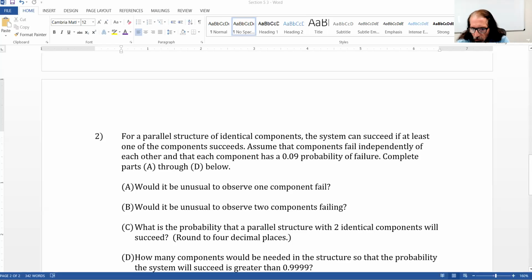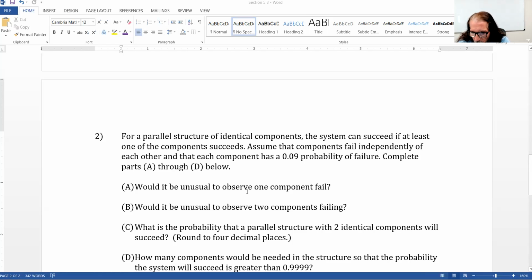All right, for the time being, we've just got one more example regarding independent events. So let's take a look. We've got these two identical components, and a system can succeed if at least one of the components succeeds. Assume that the components fail independently of each other. So whether one fails or not has no influence on whether the other component fails or not.